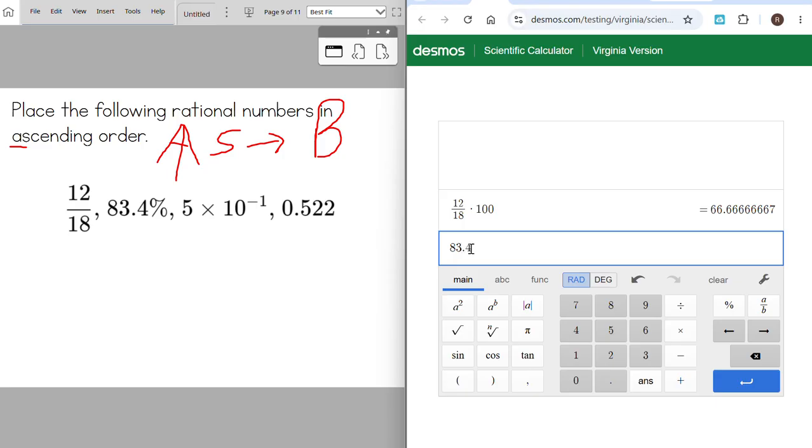83.4, and it's already a percent. So I'm going to type 83.4% of 100, just so it comes over here so I don't forget it, because I tend to forget things being that I am so ancient.